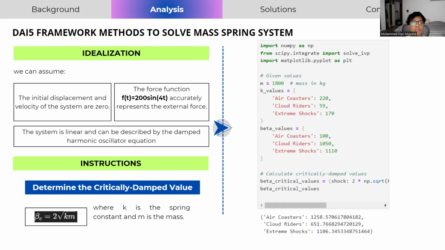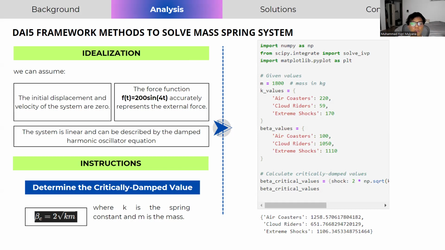And the last step is instructions. In this step, we have several instructions or steps, and the first one is we have to determine the critically damped value for each shock with the equation below, beta c equals 2 times the square root of k times m, where k is the spring constant and m is the mass.